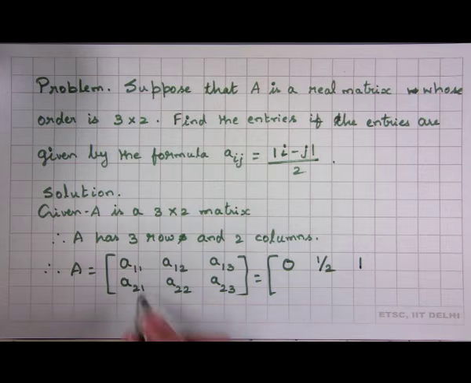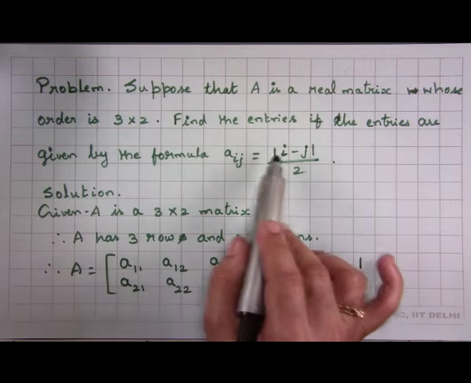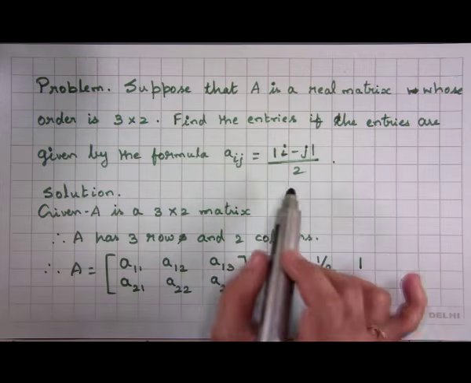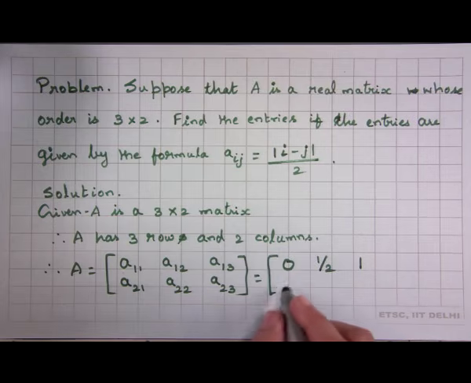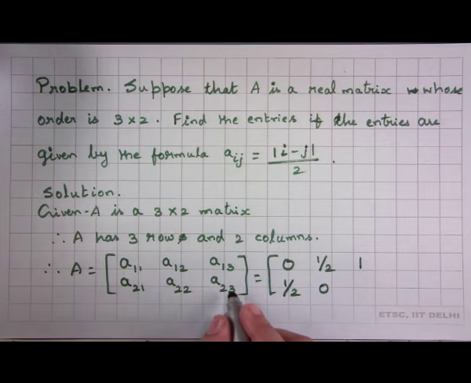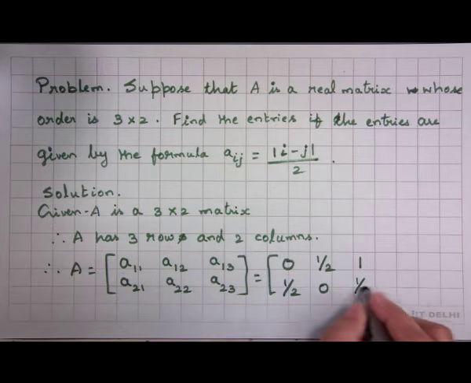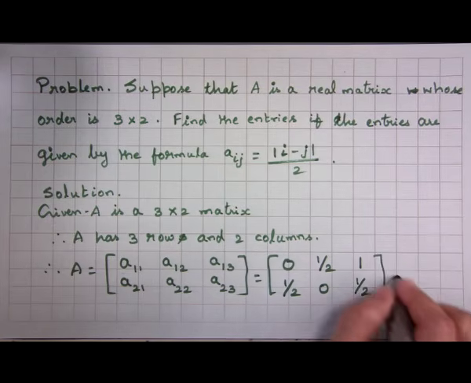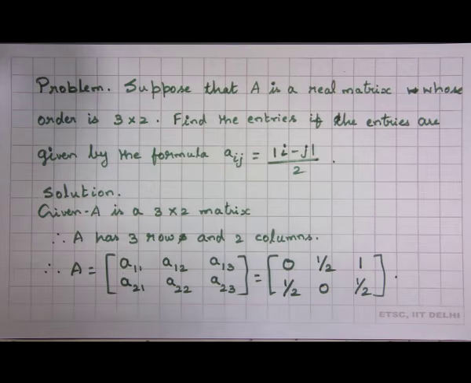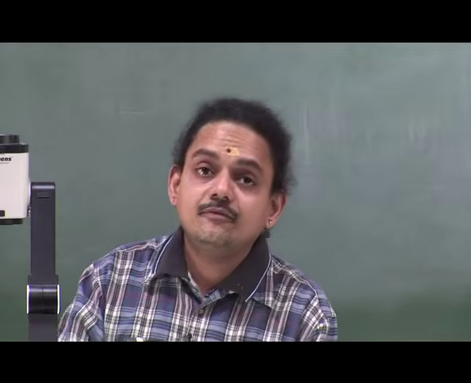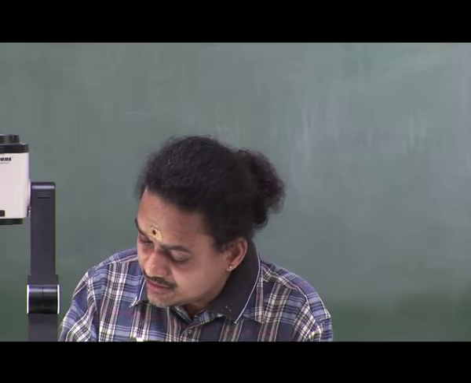Second row: 2 minus 1 is 1. So, 1 upon 2 is again going to be half. 2 minus 2 is 0, and 2 minus 3 is minus 1, so the modulus of that is 1. So, 1 by 2. Thus, we have found the entries. So, now let us look at various different kinds of matrices.